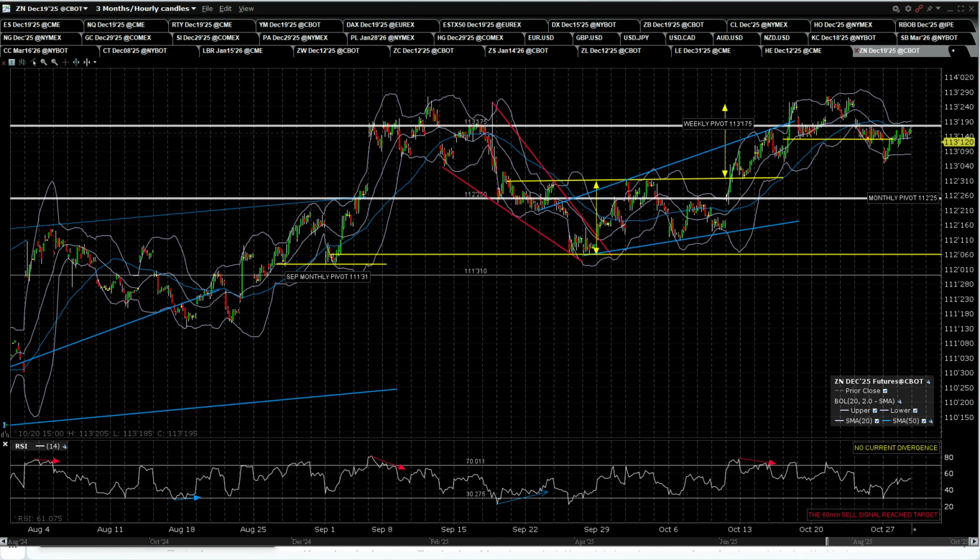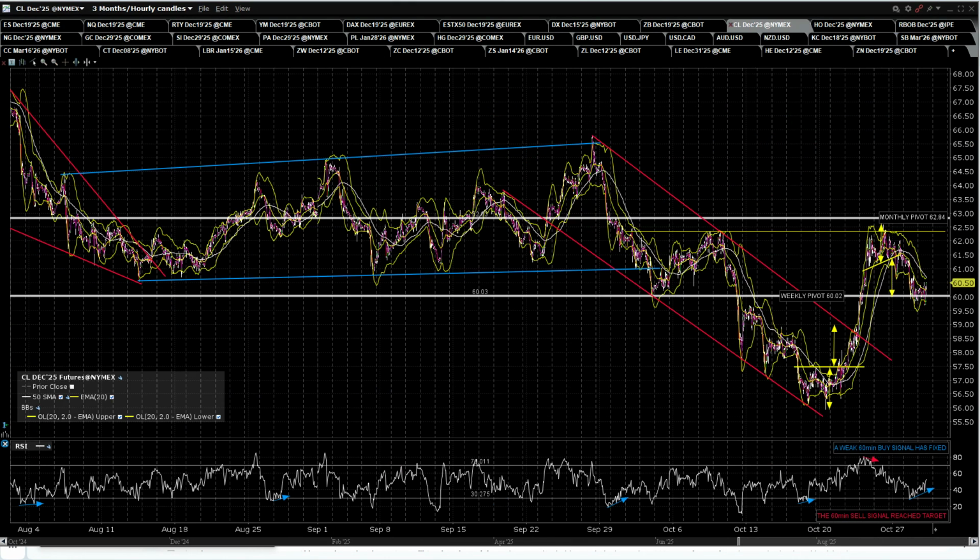All right, let's have a look at oil. Now, oil, we have a little head and shoulders breakdown here with the target of the week pivot. It made that target, and we've now got a weak 60-minute buy signal that's fixed. And we may be heading back up to retest this high.